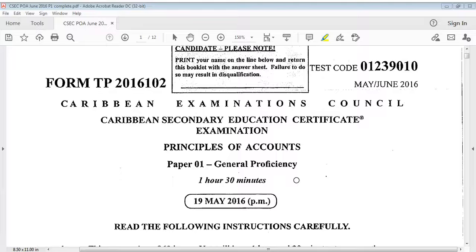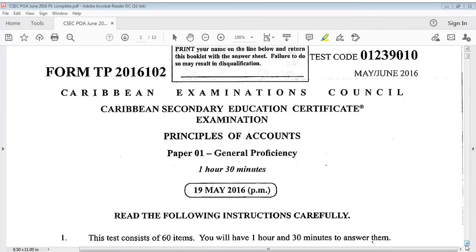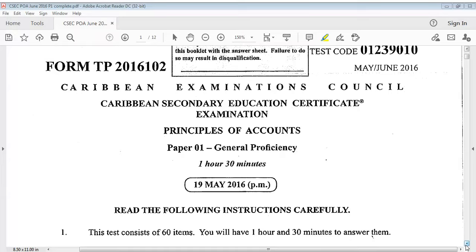So let's get into this paper. Also, this is going to be a two-part video. In part one, we'll be looking at the first half of the questions, the first 30 questions, and then in part two, we'll be looking at the rest of the paper.